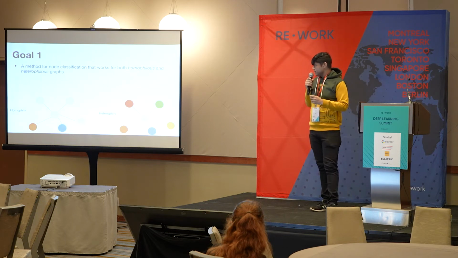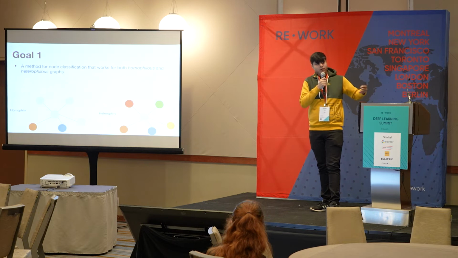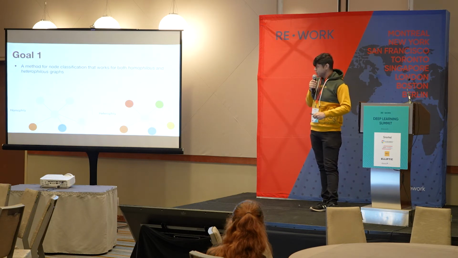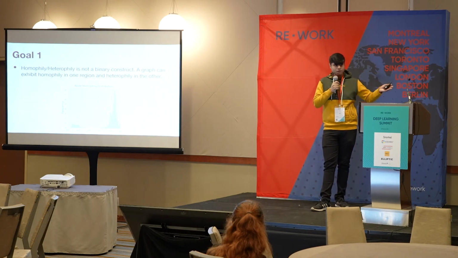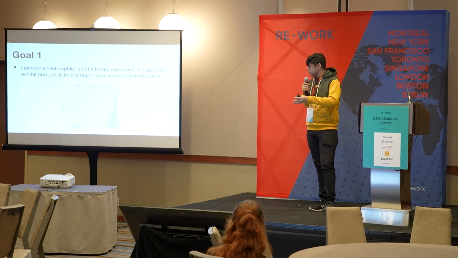But we want a method that will work on both the graphs without you knowing that there is heterophily or homophily in the graph. And the reason for that is homophily and heterophily are not binary constructs. So a graph can have homophily and heterophily in different parts of the graph. So you want a method that works for both.